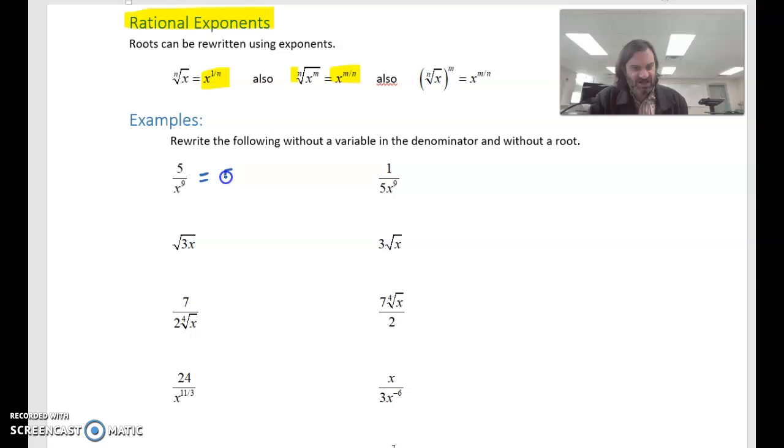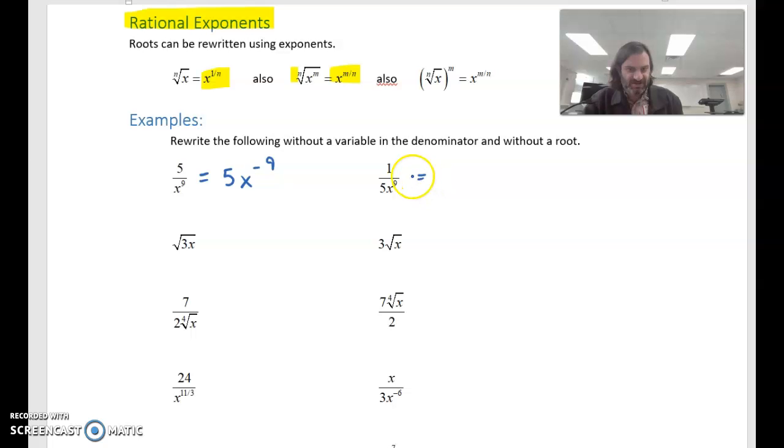So the 5 is in the top. I'm going to leave it there, and I'm going to bring the x to the 9th up as x to the negative 9. Okay. Now you were told to stay away from this in pre-calculus, but this is what you want in calculus, because now it's in a place where we can apply that power rule. We can pull the negative 9 out front and decrease it if we're taking a derivative.